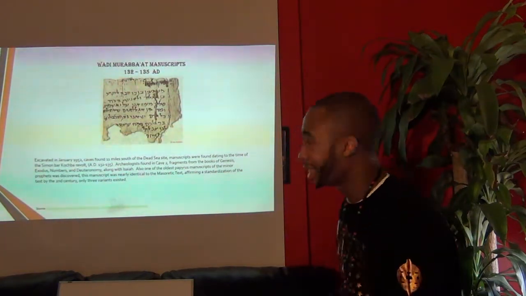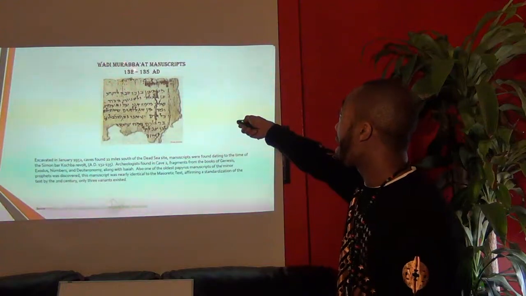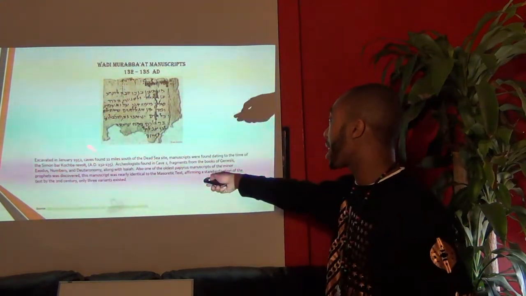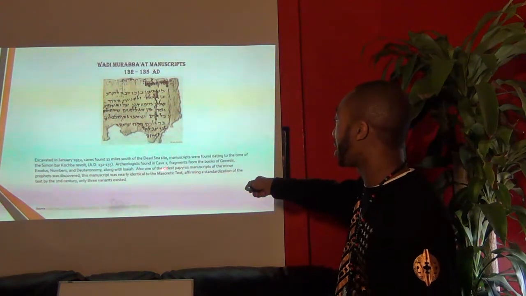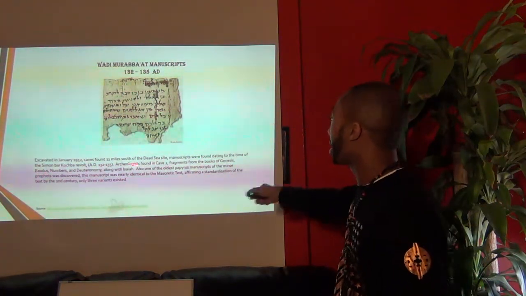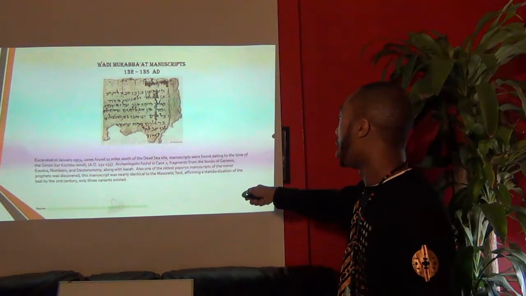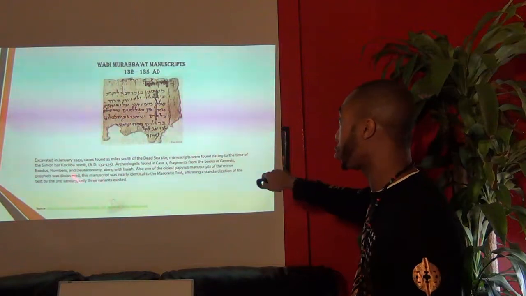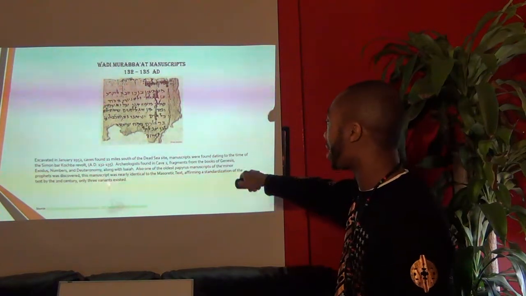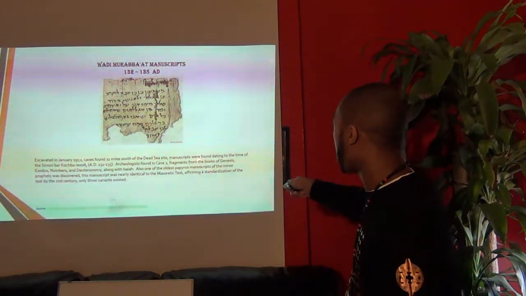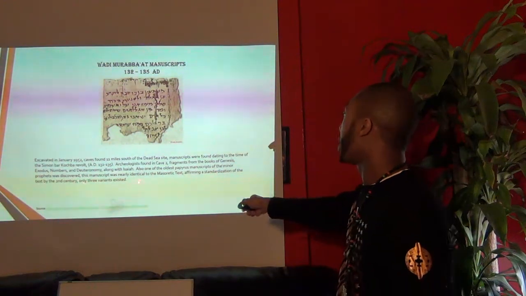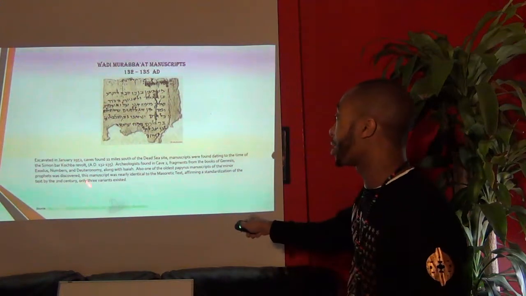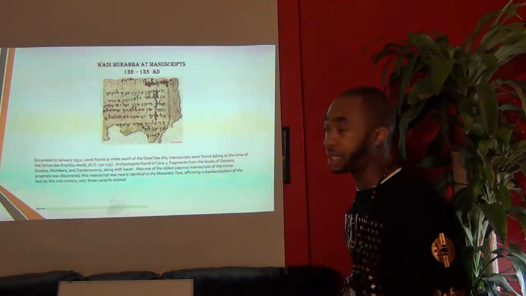More manuscripts. The Wadi Murabba'at manuscripts from 132-135 AD. Excavated in January 1952, caves found 11 miles south of this site. Manuscripts were found dating to the time of the Simon Bar Kokhba revolt. Archaeologists found in Cave 2 fragments from the books of Genesis, Exodus, Numbers, and Deuteronomy, which is the Torah, along with Isaiah. Also, one of the oldest papyrus manuscripts of the Minor Prophets was discovered. This manuscript was nearly identical to the Masoretic text, affirming a standardization of the text by the 2nd century. Only 3 variants existed.